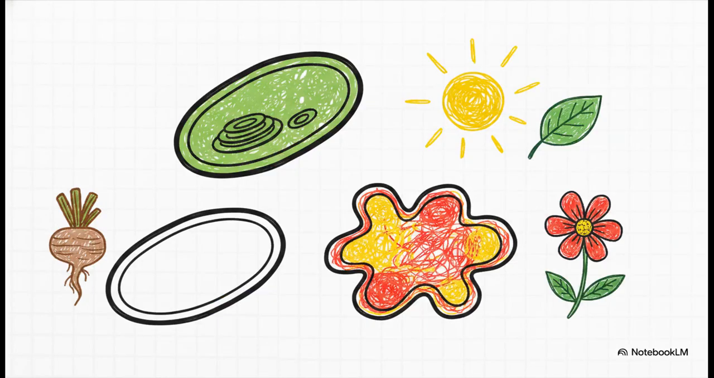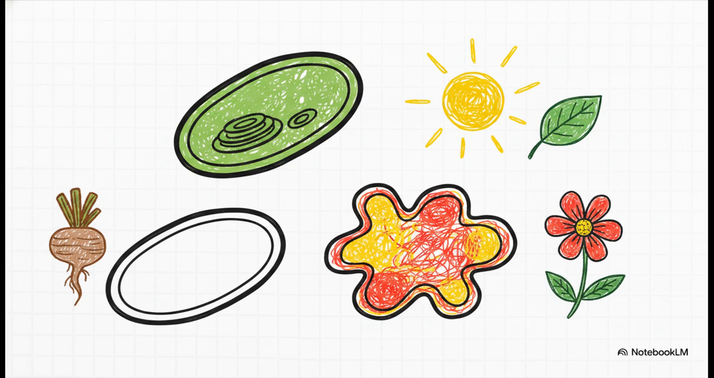Now, plant cells have a totally exclusive superpower called plastids. These are specialized power and storage units, and there are three main types. Chloroplasts are packed with green chlorophyll to capture solar energy and manufacture food. That's photosynthesis. Then you've got chromoplasts, loaded with red, orange, and yellow pigments.